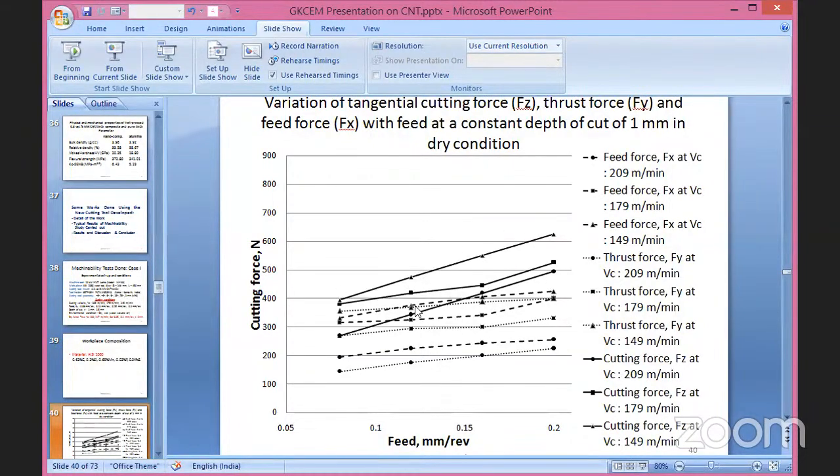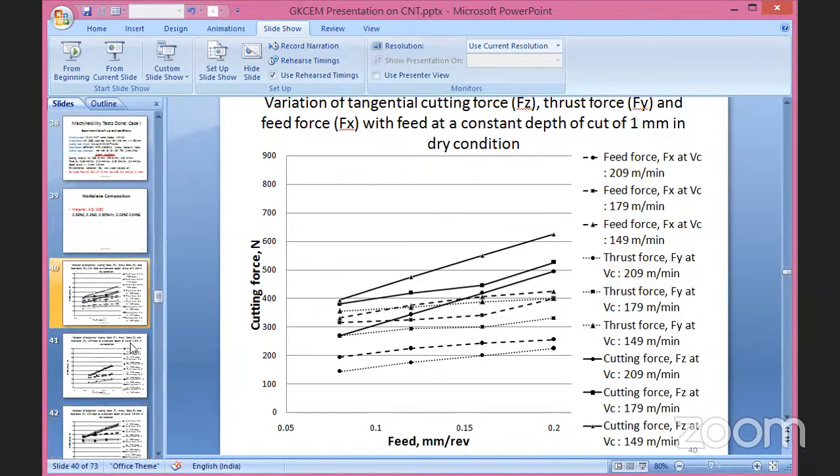So this firm line corresponds to your Fz force, and you will find in all the cases there is a typical trend that with the increase in feed there is an increase in cutting force requirement. That is the basic trend which is expected in all the machining experiments, and that is also replicated here. So the CNT reinforced alumina cutting tool material is also showing a similar tendency as that of a standard cutting tool available. This particular condition is of dry condition and 1 millimeter depth of cut.